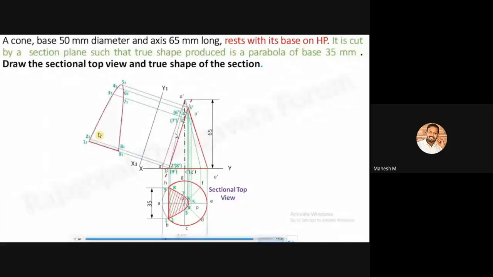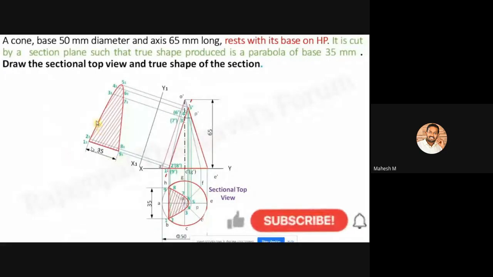Okay, if you measure a distance, you will be getting a distance of 35 mm. That is what our condition. It should have a distance of 35 mm. In the line, 35 is compulsory, in the line 35. This is what our true shape. The shape is a parabola. Okay. Any doubts?